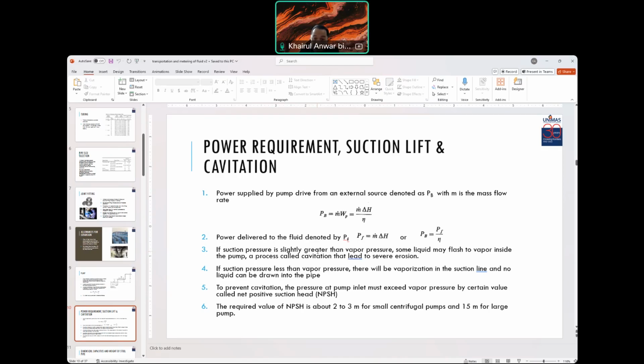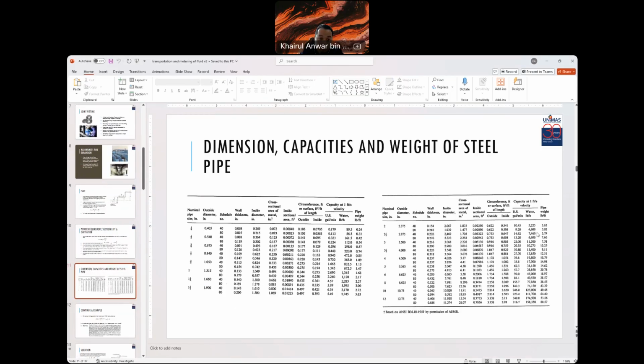The required value of NPSH is about 2 to 3 meters for a small centrifugal pump, or 50 meters for a large pump. Dimension, capacity, and weight of steel pipe.